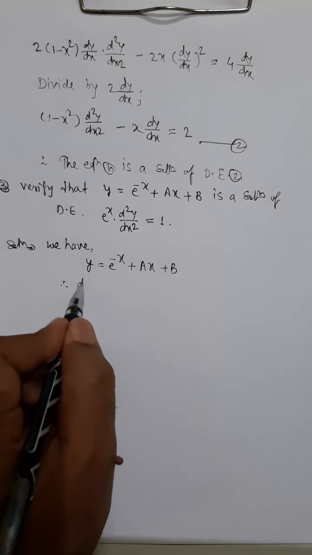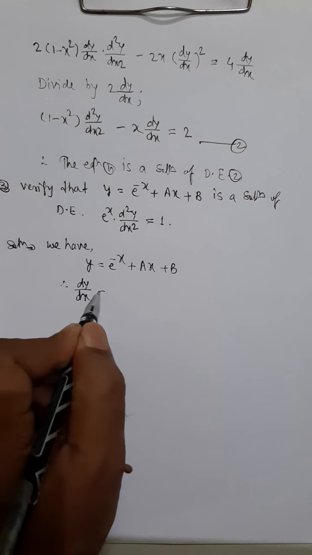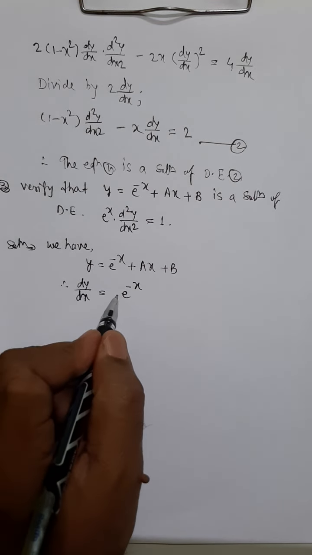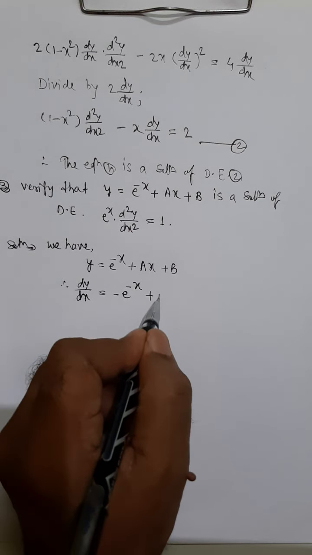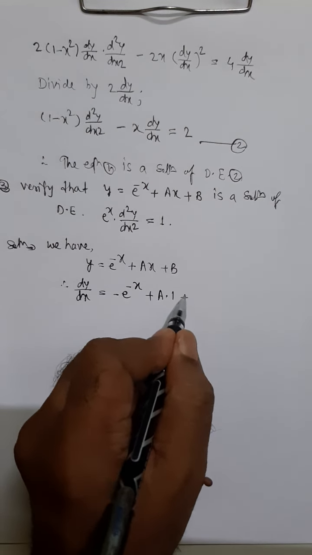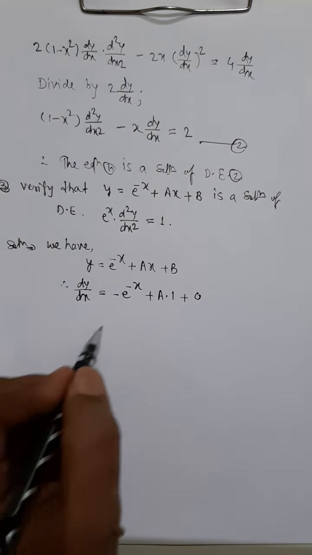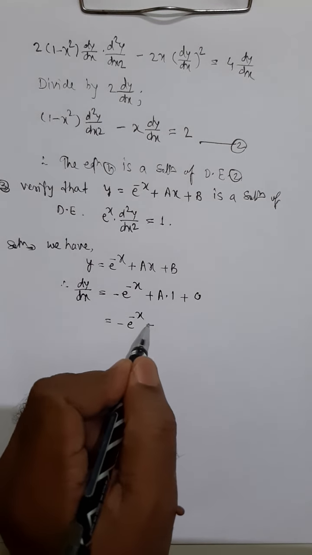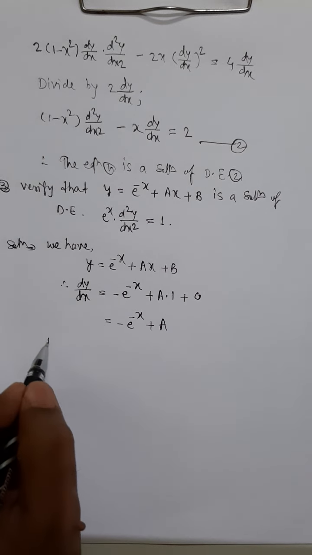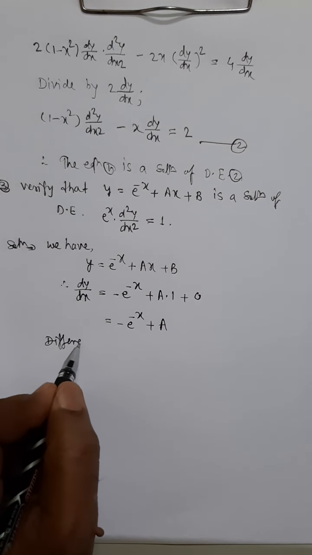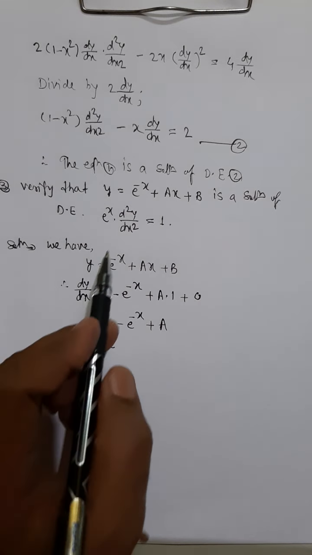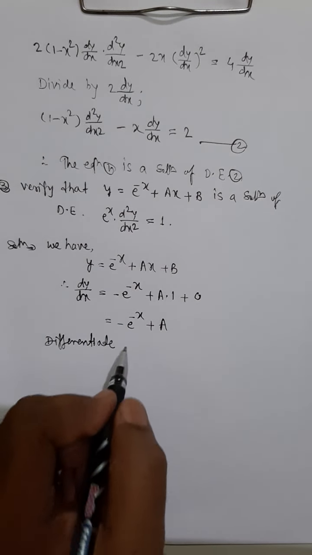So first differentiate with respect to x, that is dy by dx is equal to derivative of e to the power minus x same into derivative of minus x, that is minus 1, minus sign, plus a constant, derivative of x is 1, plus b constant, derivative of constant is 0, and we get minus e to the power minus x plus a. Again differentiate with respect to x because the given differential equation contains a second order derivative, so we differentiate again.